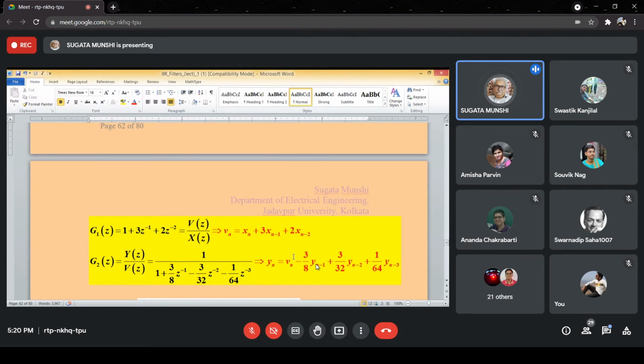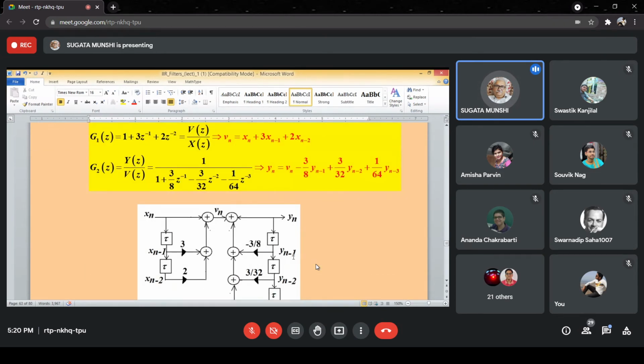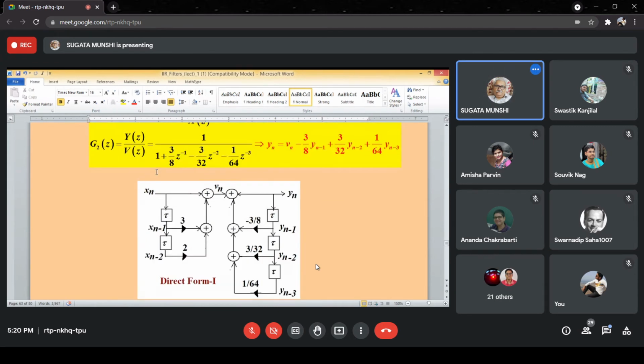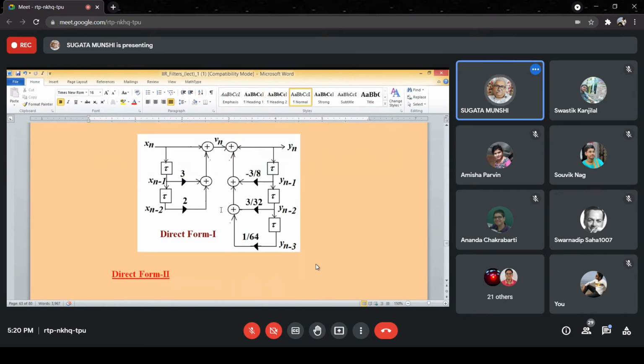Now, once you get these expressions, you can straightway obtain the direct form one realization. Simply the first part that relates v[n] with x[n], that is the FIR system or tapped delay structure. So that is the first part, the all zero part. And then we have attached to it the all pole part. Is that clear? So that is direct form 1.